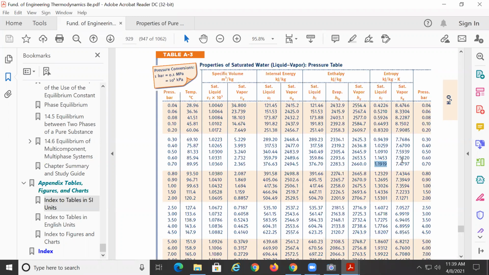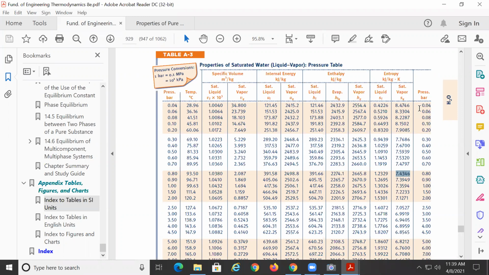And for S sub G, we do the same thing. You do 7.4797 plus 7.4346 and divide that by 2. Oh, they give us here the pressure in bars. Actually, we had it at the end. You see? Just realized. I get 7.4571. Okay, so now that we have that, we can substitute into this equation.